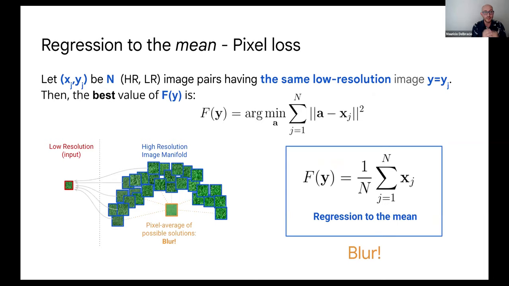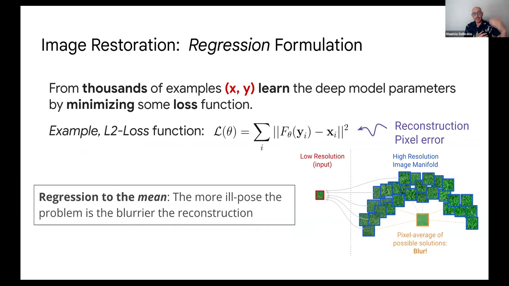And this boils down to actually assigning an outcome of this prediction that is actually the average of all the plausible reconstructions. And this is going to be a blurry reconstruction. And this is known as a regression to the mean effect. So the issue is that the more ill-posed an inverse problem is, the blurrier the reconstruction, right?